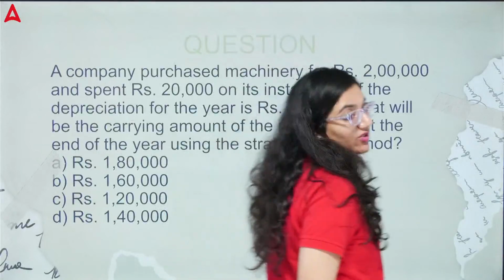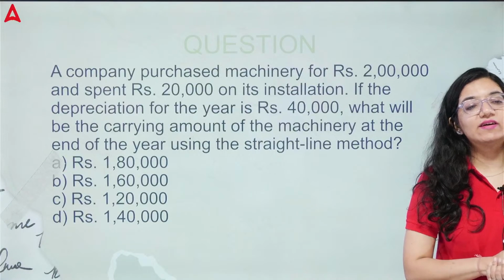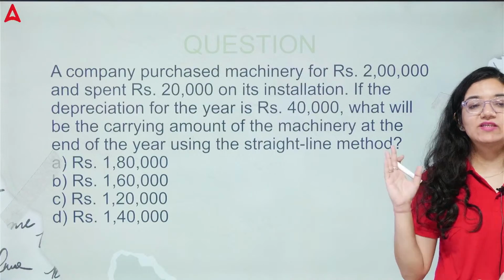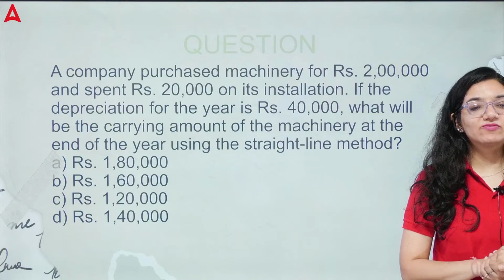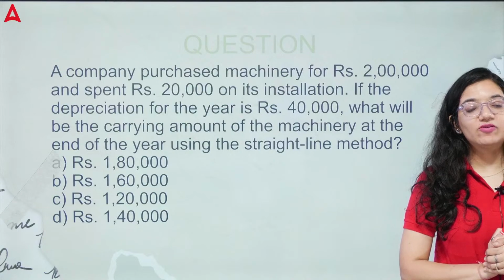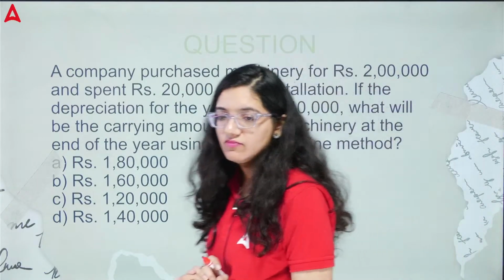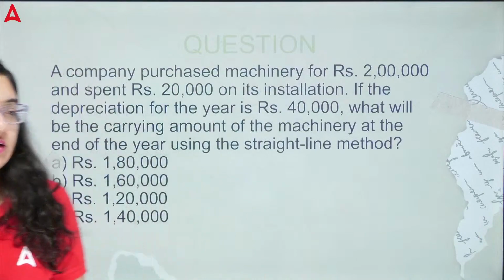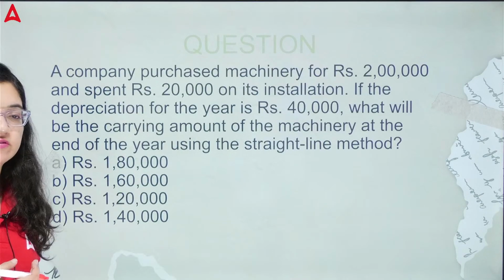Here comes the first question, everyone. A company purchased machinery worth rupees 2 lakh and spent 20,000 on its installation. If the depreciation for the year is 40,000, what will be the carrying amount of the machinery at the end of the year using the straight line method? Most of the things are already given in the question. We just have to find out what would be the value after a certain period of time.